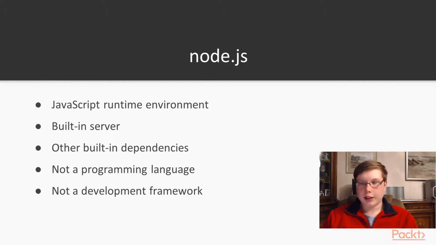So Node takes JavaScript and sort of extends it, and it removes some things that we don't really need since it's not necessarily running in the browser. But it is not a programming language, and it's also not a development framework. So it's just a runner, it's not a framework. We're going to be using a framework, but a framework is something a little bit different. We're going to take a look at that in a second. So that's essentially what Node.js is.